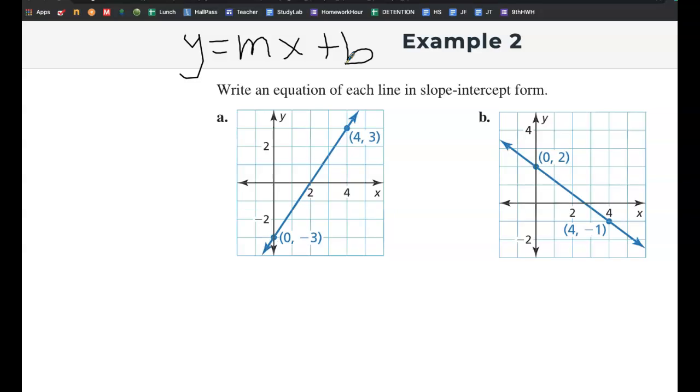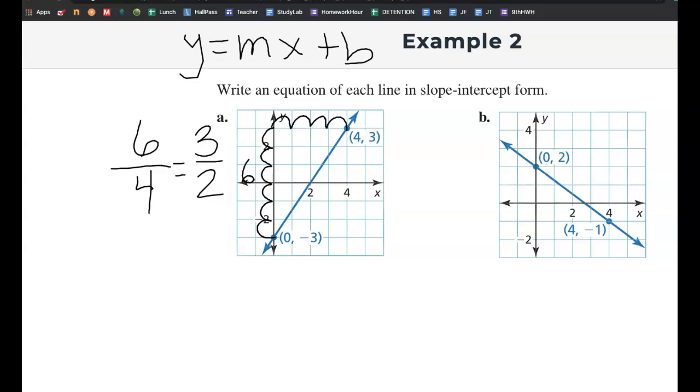So to find your slope, you count the rise, which is 1, 2, 3, 4, 5, 6, and you put it over the run, 1, 2, 3, 4. So 6 over 4, which we can reduce to 3 over 2.